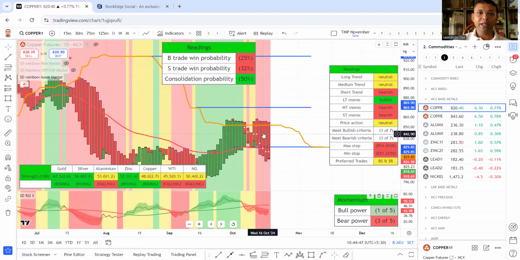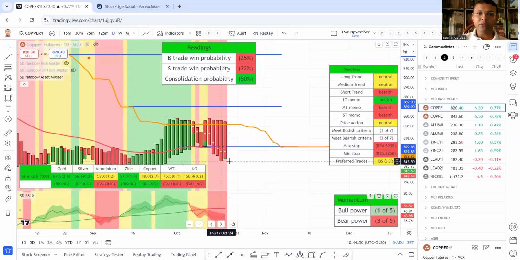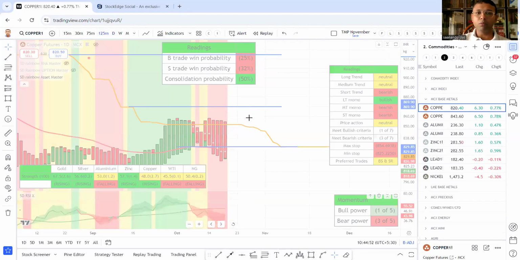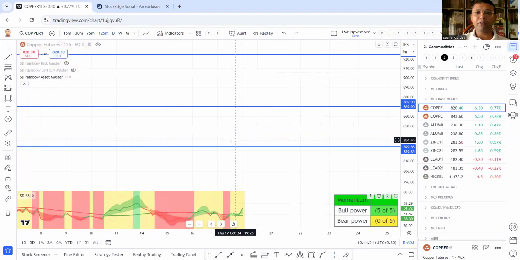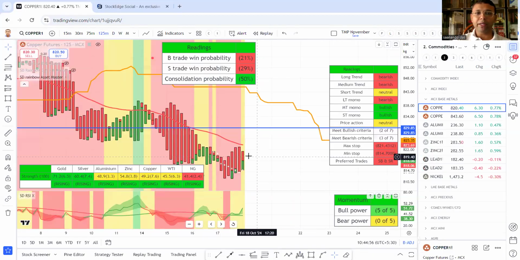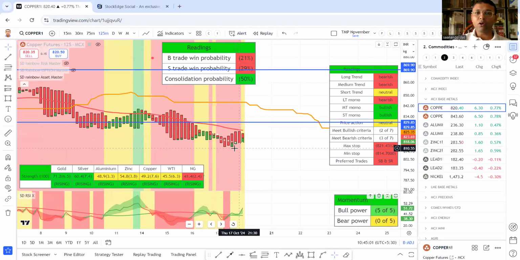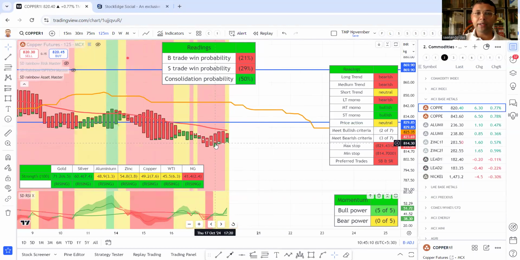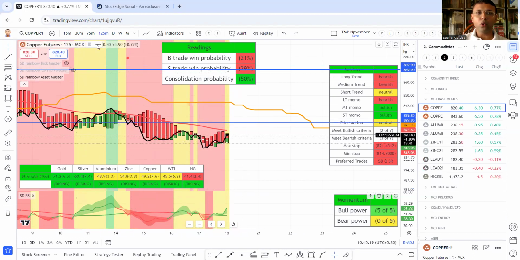Copper overall has been bearish. Today we are seeing a correction. This correction will be more visible in the 125 minutes chart, where copper, after making a base, is trying to make a comeback. But we are not there yet, so that we can long copper. Currently, staying outside the market, staying on the sideline would be a much better idea, because the last breakdown with this red candle seems to have failed. And it is now trying to attempt to go up.